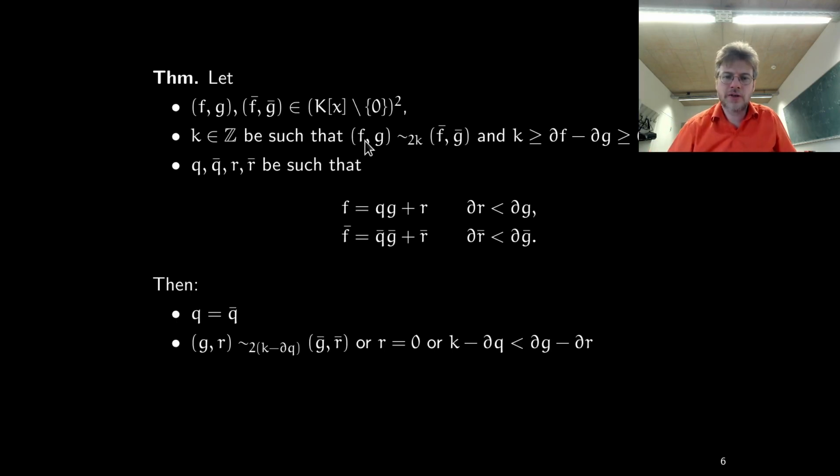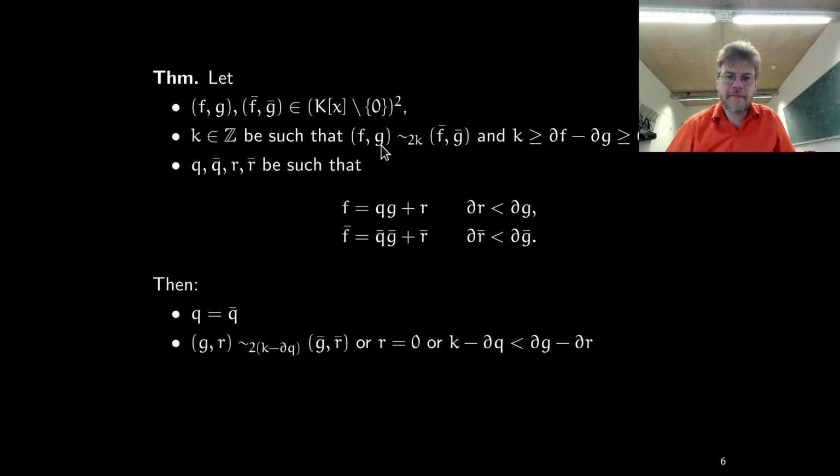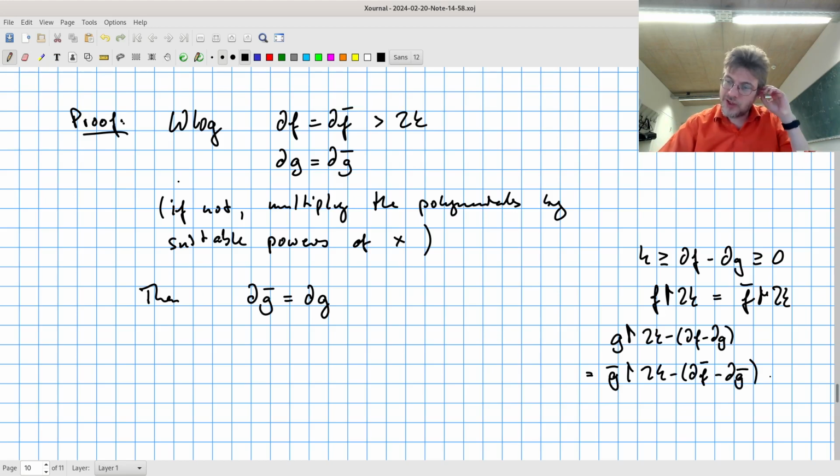And then this condition, let's also say what this means. This means f chop 2k is equal to f bar chop 2k, and g chop 2k minus the degree difference, 2k minus degree f minus degree g is equal to g bar chop 2k minus, and in this case degree f bar minus degree g bar, but we have arranged things so that the degrees are equal, so we don't need to worry about the f versus f bar in these degree specifications.